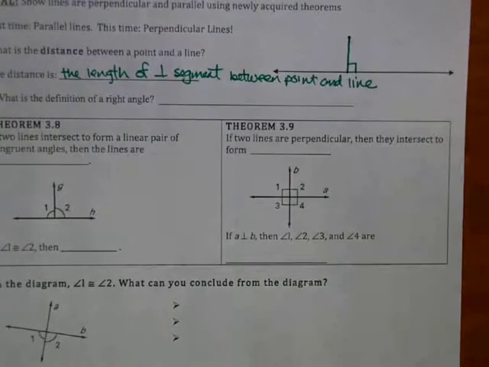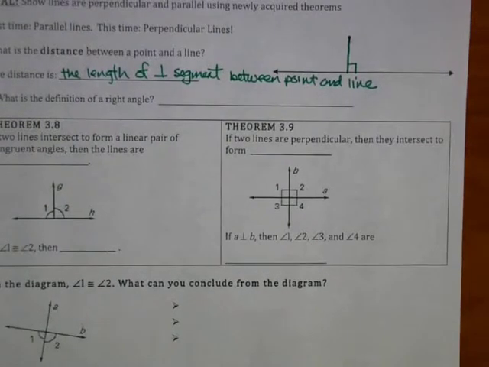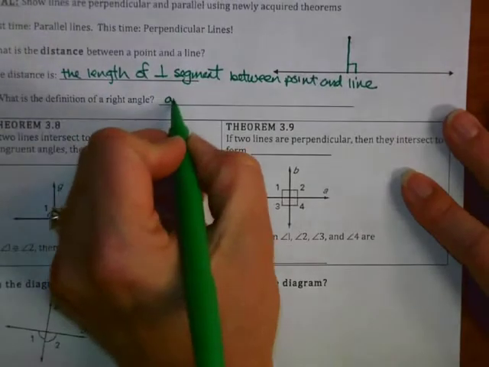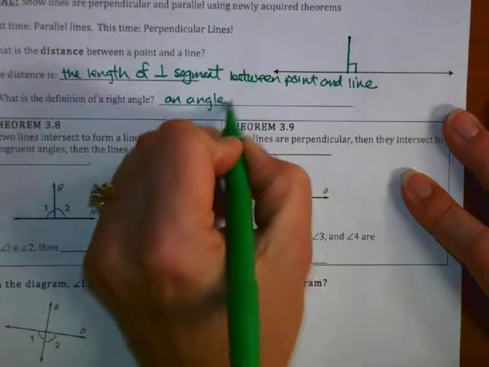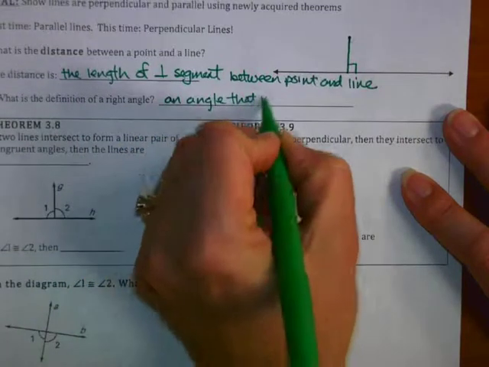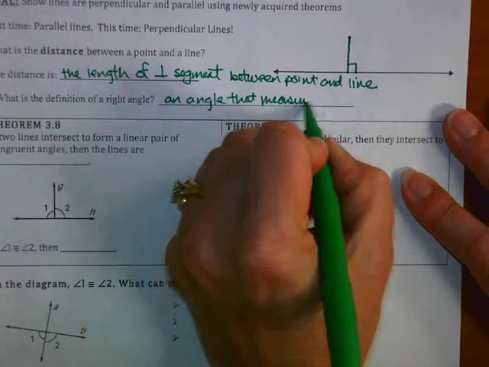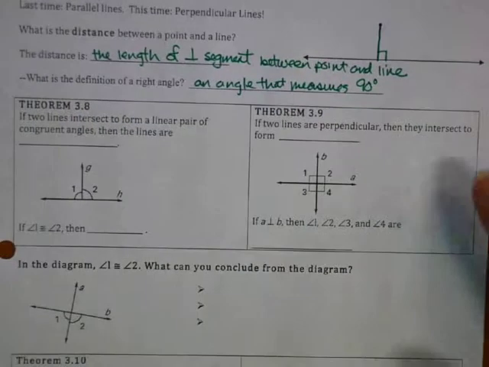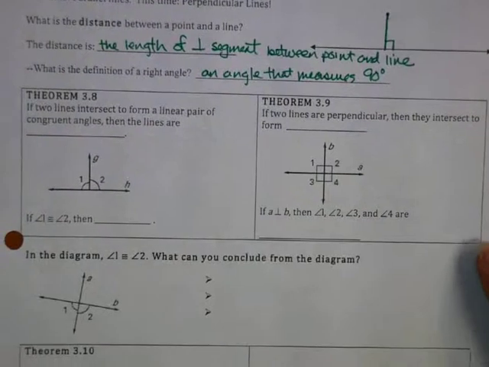Okay, so on a totally different note, just because we had to stick it in here, what is the definition of a right angle? 90 degrees. Exactly. An angle that measures 90 degrees. Okay? An angle that measures 90 degrees. We might need that later.